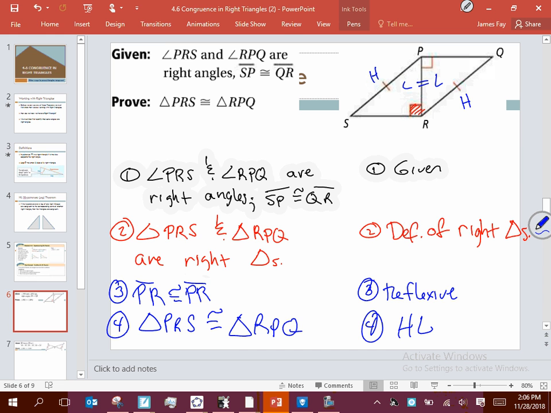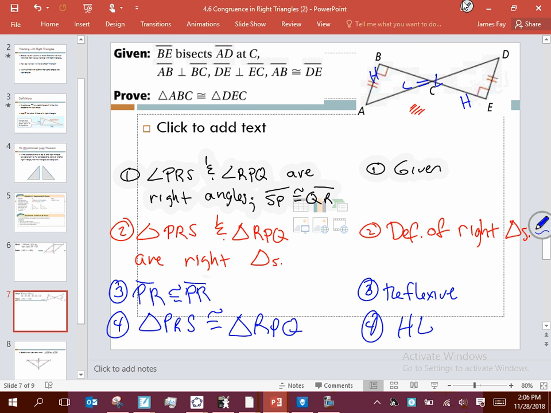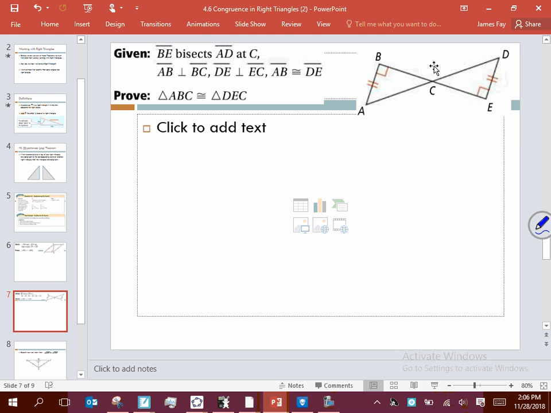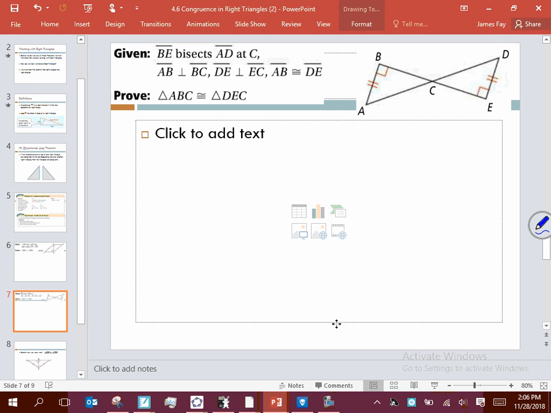Okay. So let's do maybe this one. Let's talk through this one, kind of a paragraph type proof. Okay, maybe I'll type this out for you. It says BE bisects AD at C.